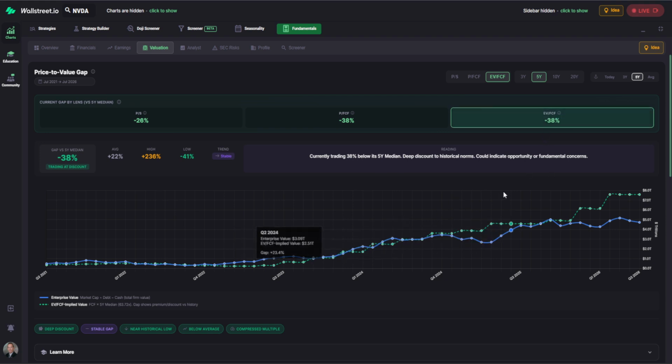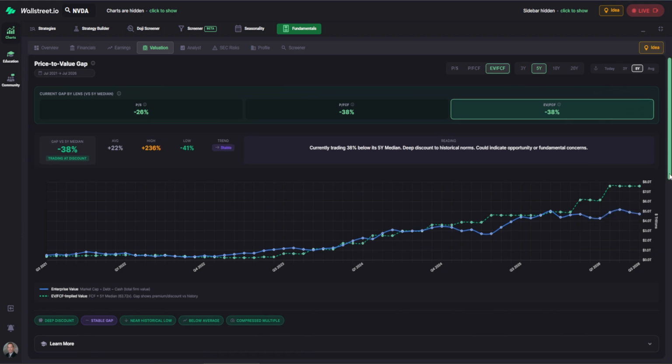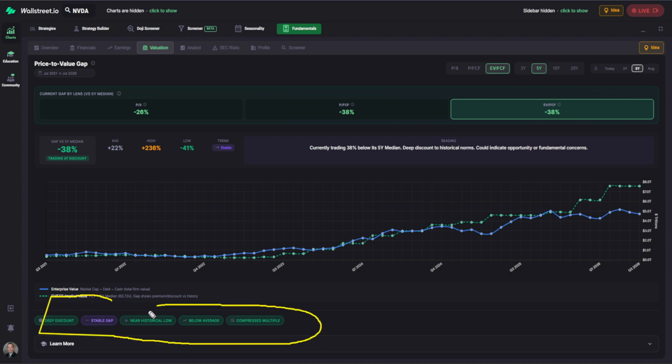The other thing, that's probably the best visual you're going to get for any financial program out there to find a company quickly. I haven't found one, and this is why we built this at Wall Street IO, so you can look for companies that are at a deep discount, near historical lows, and if they're below average in a compressed mode. That's what you're looking for when you're looking for good fundamentals.